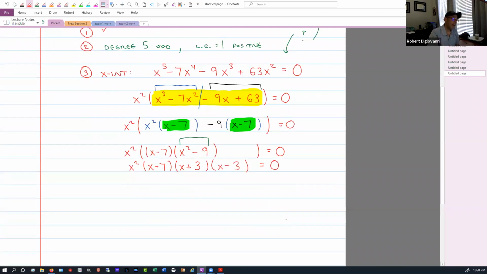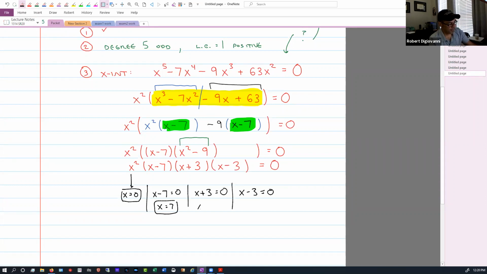So once we factor it, then we set each factor equal to 0. So here we set x to 0, then x minus 7 equal to 0, then x plus 3 equal to 0, then x minus 3 equal to 0. And so we get our answers: 0, positive 7, negative 3, and positive 3.